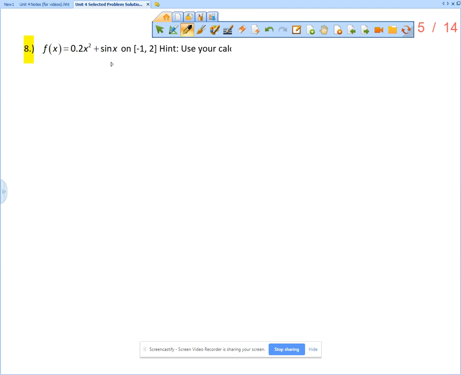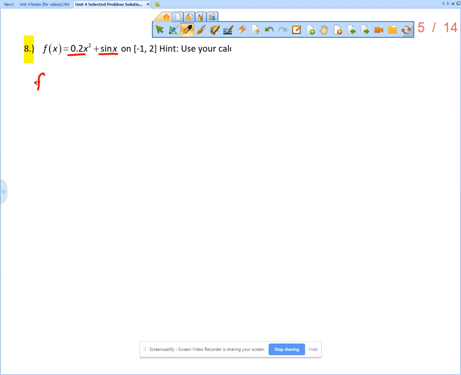First thing we're going to do is determine if f is continuous. Remember, I have two pieces here added together. If each one of these is continuous, then the result is continuous. 0.2 x squared, that's a quadratic, and of course that's continuous. And sine of x, that is continuous, right? No jumps, asymptotes, holes, anything like that.